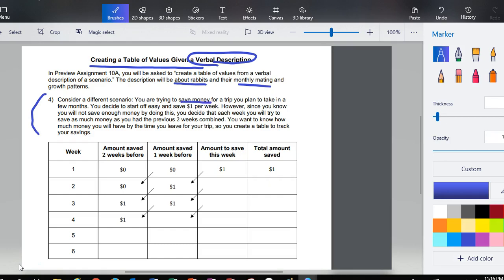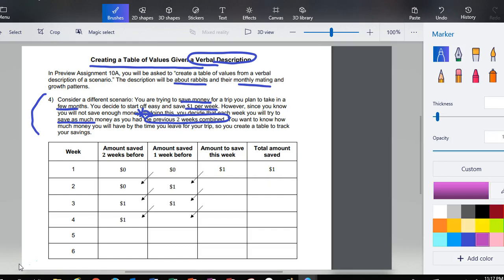You're trying to save money for a trip, so here comes all the verbal, and you're going to take it in a few months. You want to start off easy, saving $1 per week. But you know you're not going to save a whole lot of money that way, so what you've decided to do is this. Each week, you're going to try to save as much money as you had the previous 2 weeks combined. Make a huge note, that's what we're going to try to do. You want to know how much money you're going to have by the time you leave for your trip, so you create a table to track your savings.